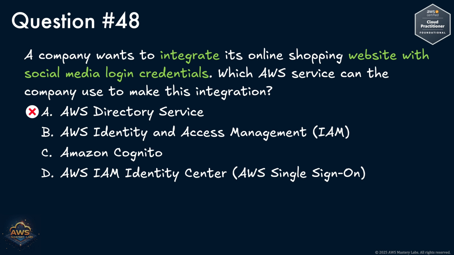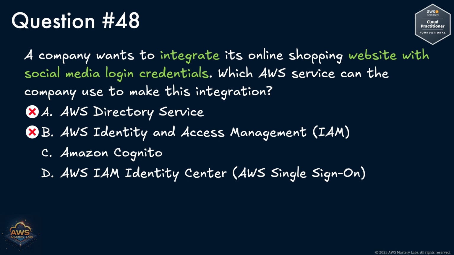Option A, AWS Directory Service. AWS Directory Service is designed primarily for integrating AWS resources with Microsoft Active Directory. It's useful for managing corporate users and their access to AWS and on-premises environments. However, it's not built to support public identity providers like Google or Facebook for web or mobile application sign-ins. Incorrect, because it is not intended for consumer authentication via social logins.